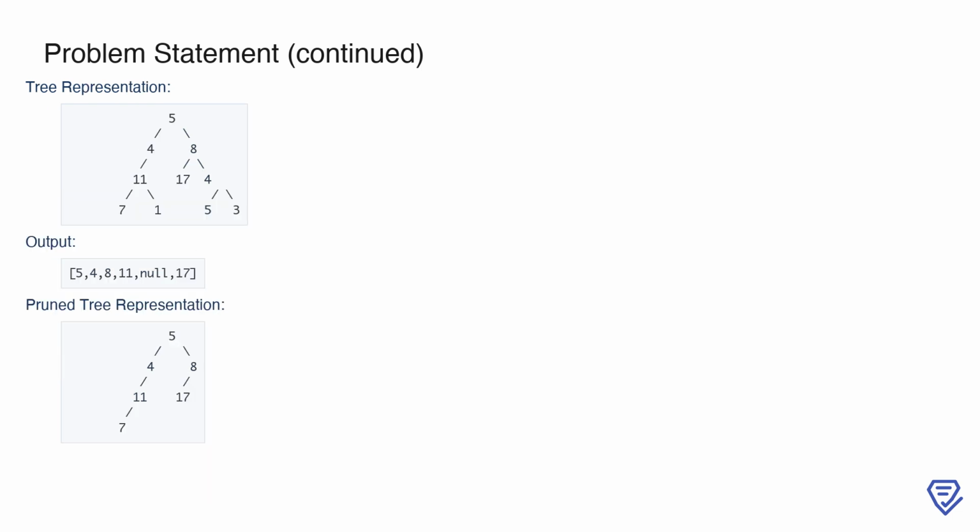In the second example, the input tree has more nodes and a limit of 22. The root node is 5, with children 4 and 8. Node 4 has a left child, 11, which itself has children 7 and 1. Node 8 has children 17 and 4, and the second 4 node has children 5 and 3. The goal remains the same, to prune any root to leaf paths where the sum of the node values is less than the limit. After pruning, the output tree is represented as 5, 4, 8, 11, null, 17, and we can visualize the changes in the tree structure.